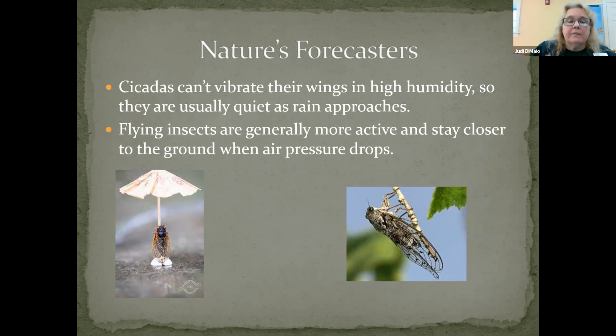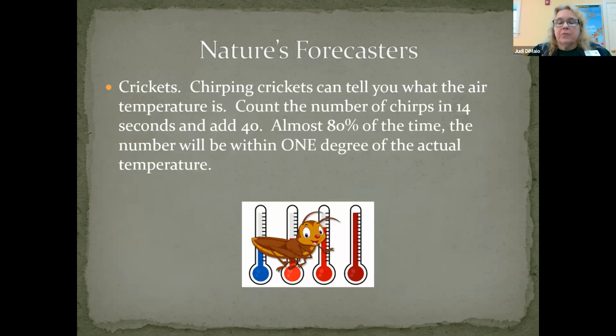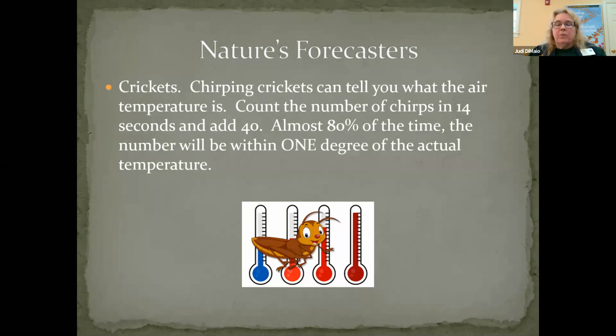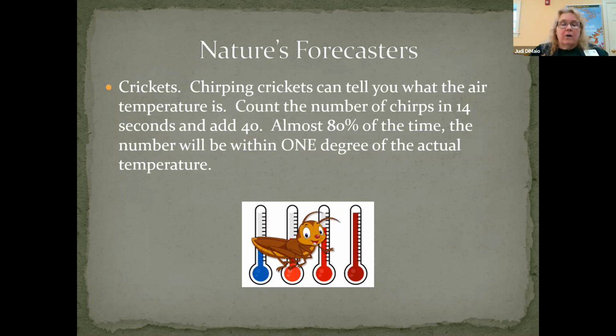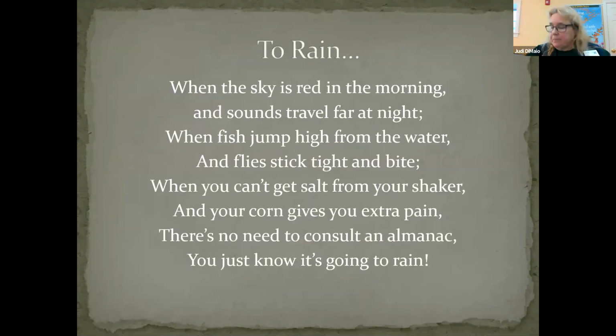But what about crickets? Can crickets foretell the weather? They can tell the temperature. They can actually do this. If you count the number of chirps in 14 seconds, then add 40. And interestingly, almost 80% of the time, the number will be within 1 degree of the actual temperature. I think that's pretty amazing. I've tried it when I hear crickets at home, and it seems to work for me. So I think that's pretty interesting.